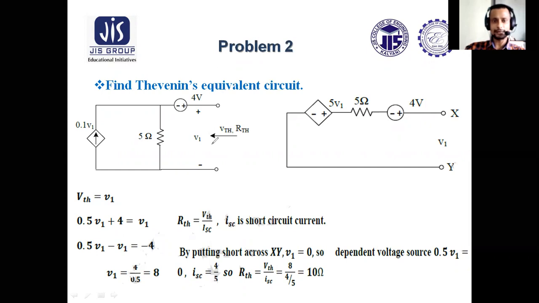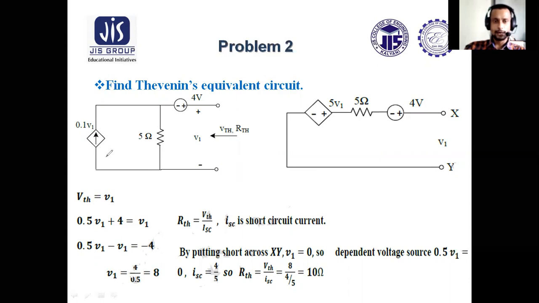So find Thevenin's equivalent circuit, that is VTH and RTH, across the open circuited terminals. Consider these two as load terminals A. Now see this 0.1 V1. This is a dependent current source, and this output voltage is V1. That is VTH. The open circuit voltage is mentioned here as V1. So this magnitude depends on this V1.